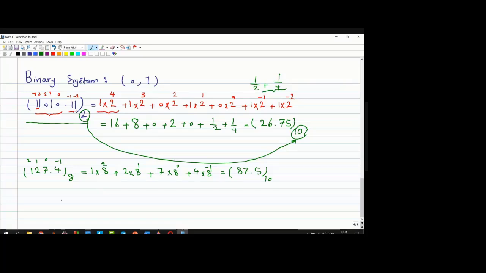And also for this number B65F in base 16, if you calculate this number, you can find that the number in decimal is 46,687, if I'm not mistaken. This is like that. Let's continue.